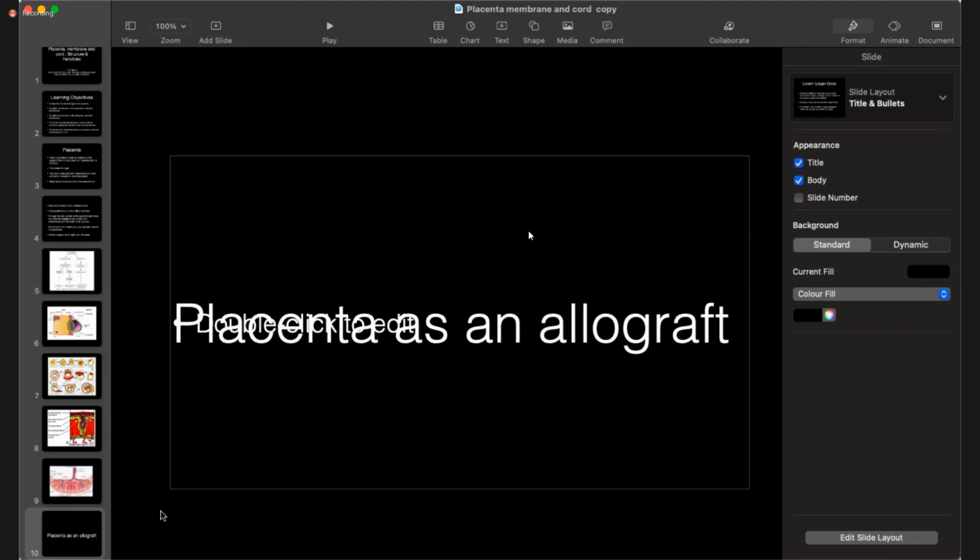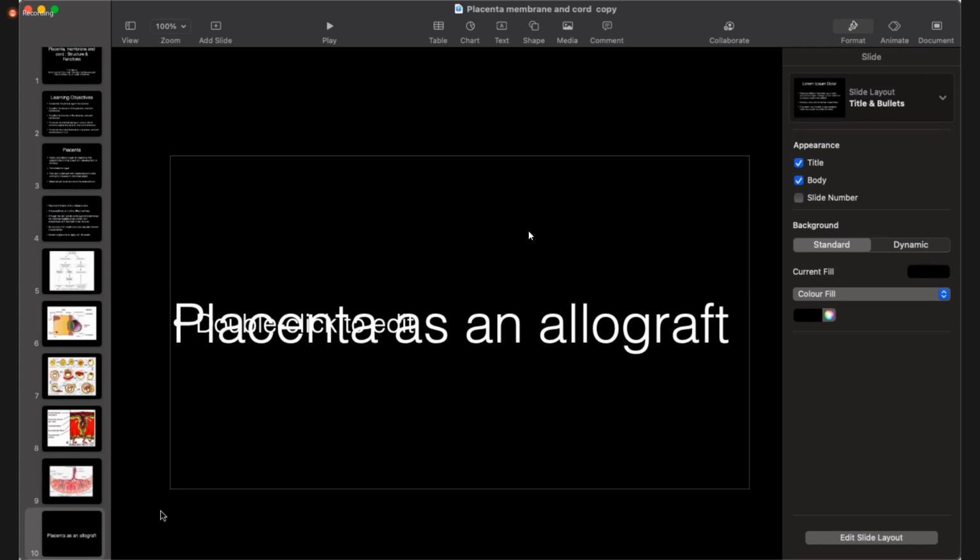In the meantime, this placental tissue, amnion and all, we use clinically as an allograft also. In lots of surgeries, we use the membrane from the placenta. We take it, preserve it, and use it as a fresh kind of allograft. For example, we do a surgery called creation of neovagina.